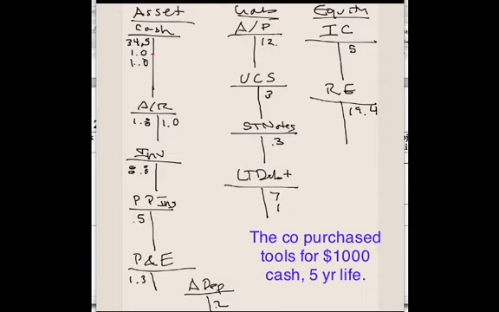Okay, the next one. The company purchases a new set of tools for training purposes for $1,000 cash. So we use some of our cash, so that's a decrease in our asset. So we're going to put it here. And we bought tools. The tools are going to last 5 years, it says there. So those are long-term assets. This would be equipment. We're going to put that value in the plant and equipment.